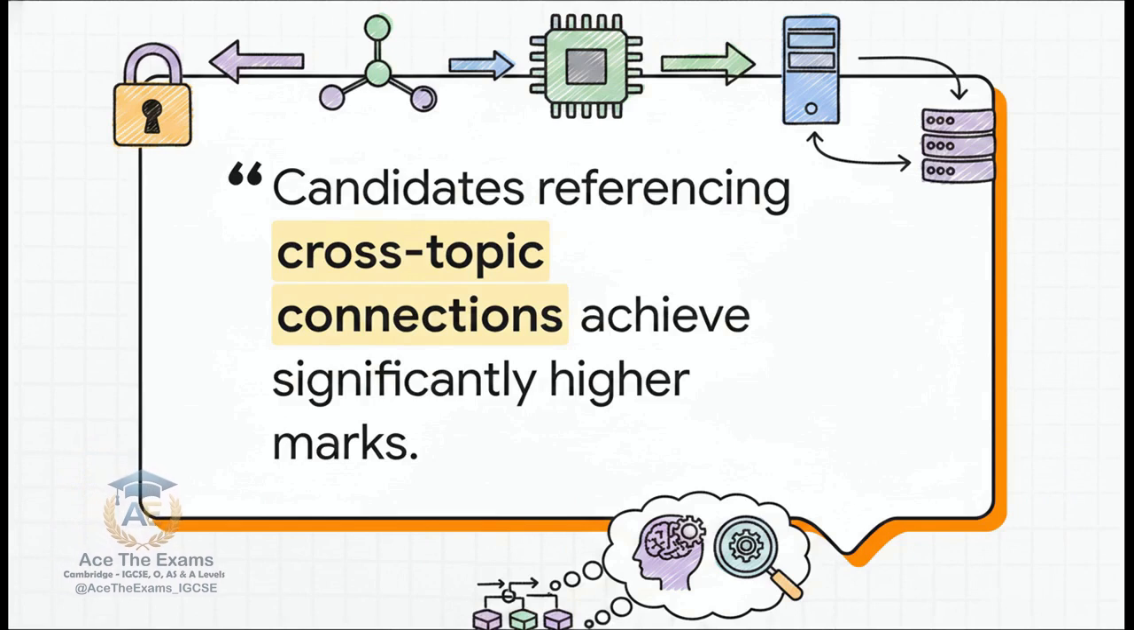When you can take a security concept, like defending against a buffer overflow attack, and explicitly link it to memory management concepts or network data structures, you signal to the examiner that you have a master-level grasp of the subject. You aren't just reciting a textbook, you are thinking like a computer scientist. You are moving away from rote memorization and towards evidence-based, analytical reasoning. That is exactly what pushes a student from a B grade into an A-star category.